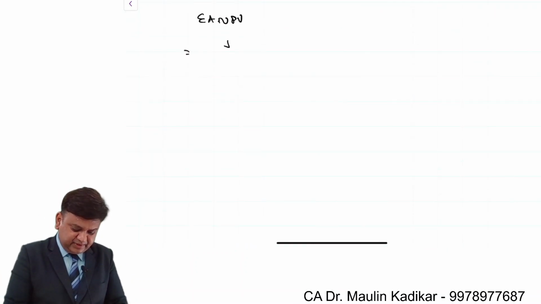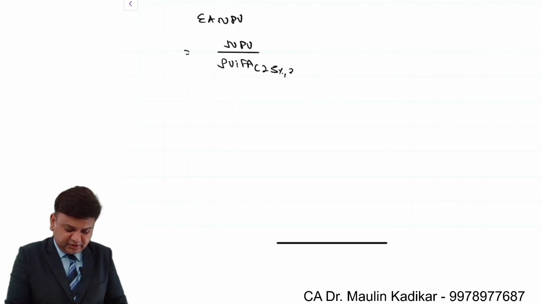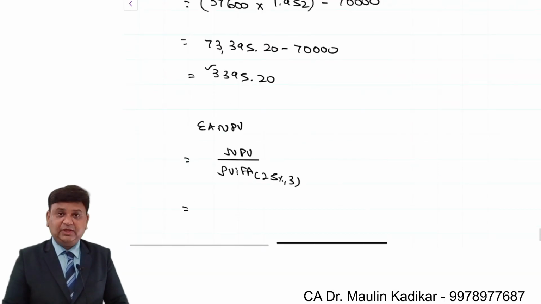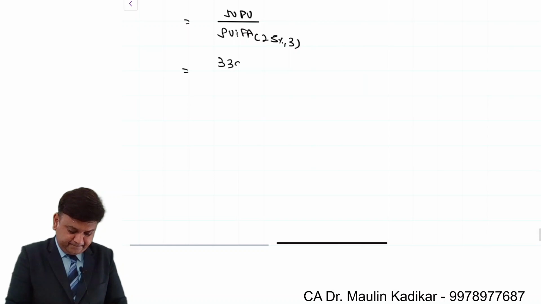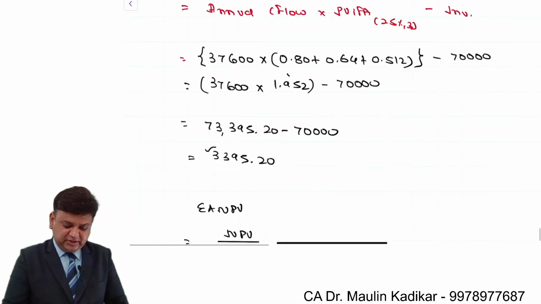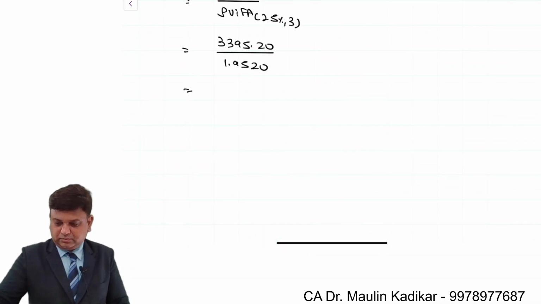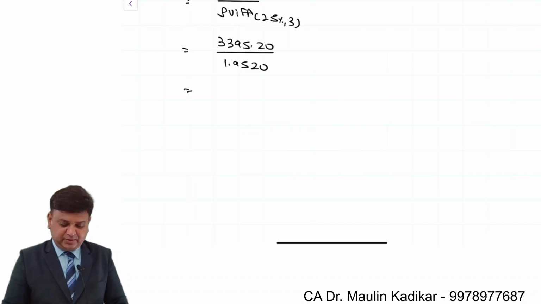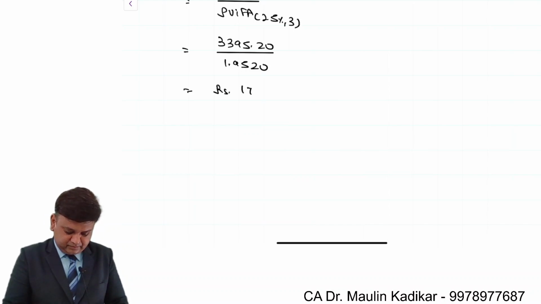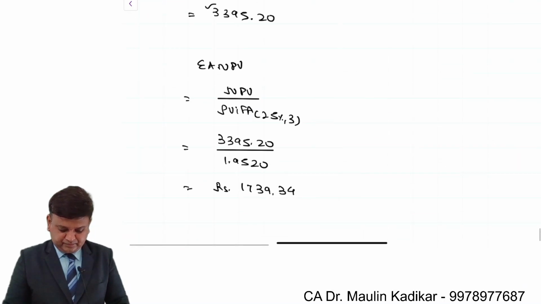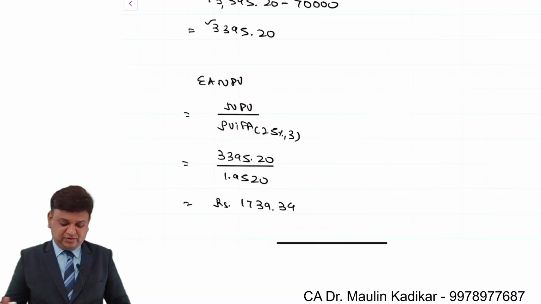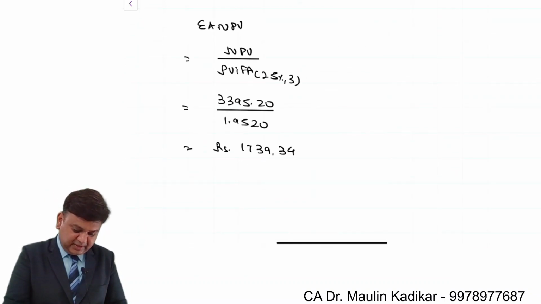Equalized annual NPV is NPV upon PVIFA at the rate of 25% for 3 years. It is 3395.2 divided by PVIFA 25% for 3 years, which is 1.9520. That comes to 1739.34. This is the way equalized annual NPV is calculated for project B.